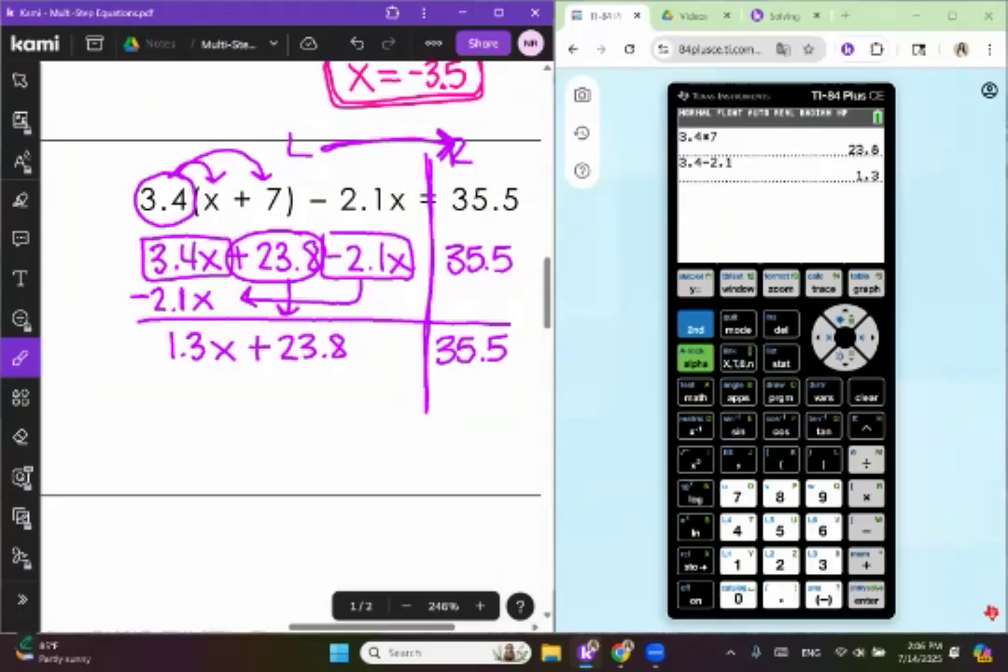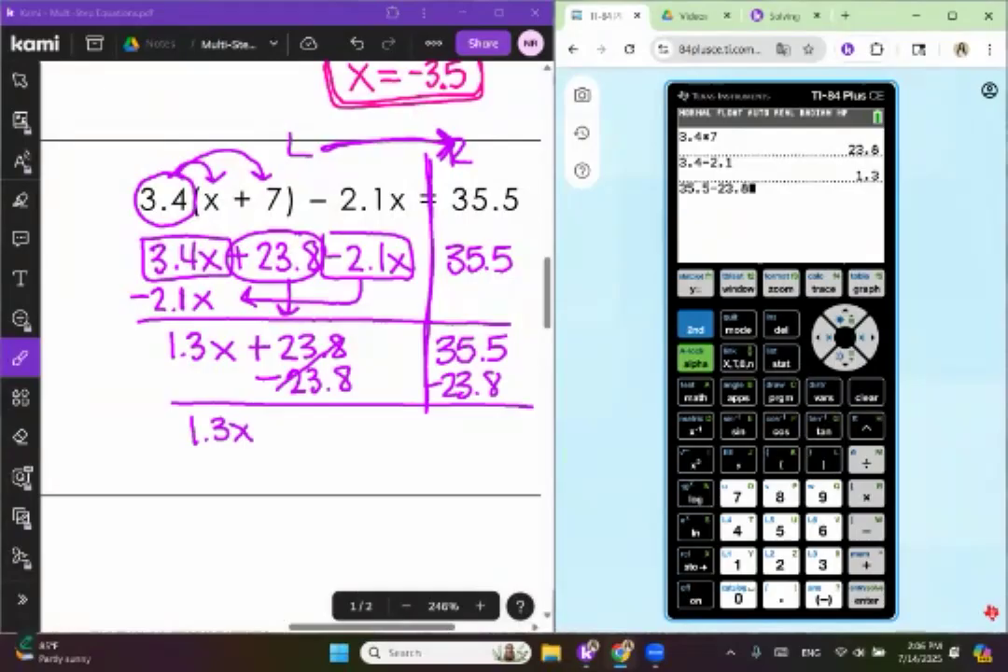We do not have letters on both sides, so we skip over. With multi-step equations, you're going to skip over question 3 every time. Question 4, is there a constant? Yes, so we change that constant. It does say yes, you do change from plus to minus. So minus 23.8. 35.5 minus 23.8 should give me 11.7. Weird numbers, weird numbers. Last step, 95% of the time, what do we do? We divide.